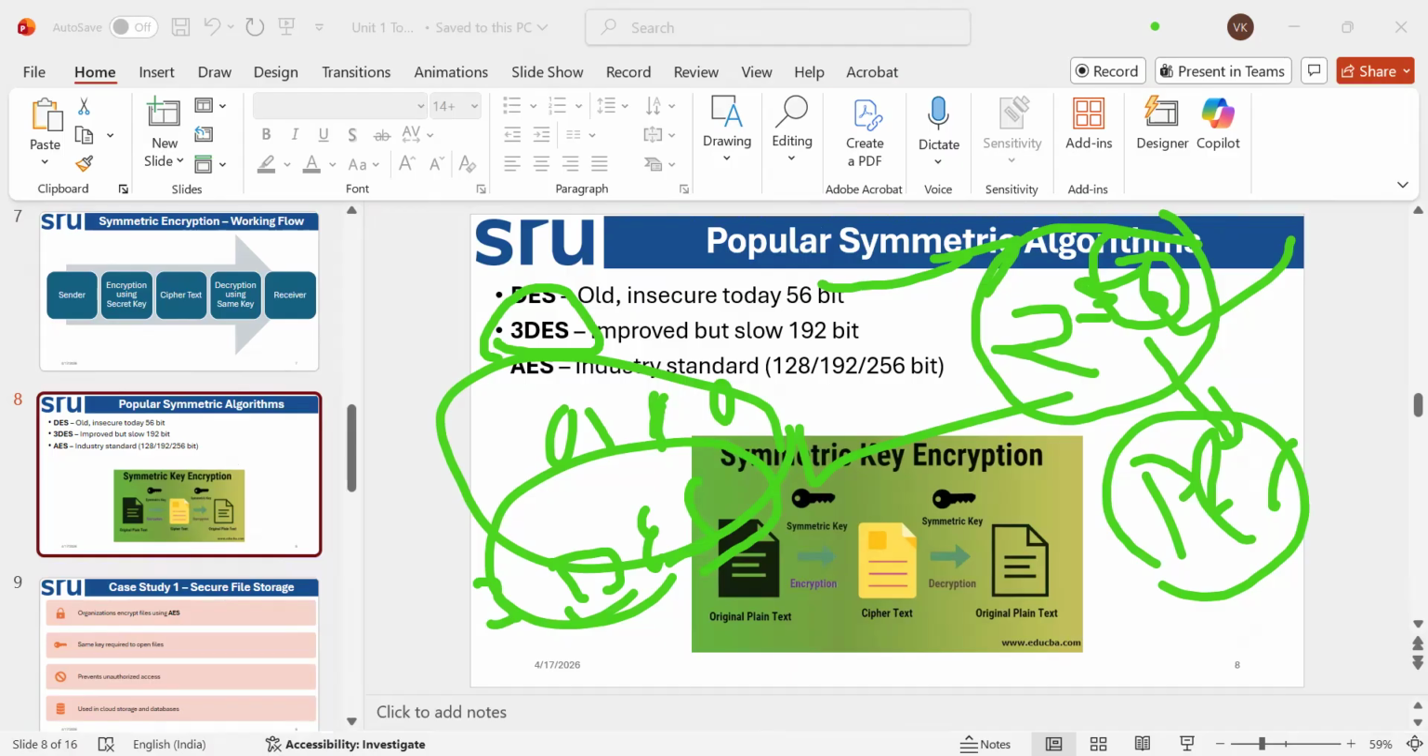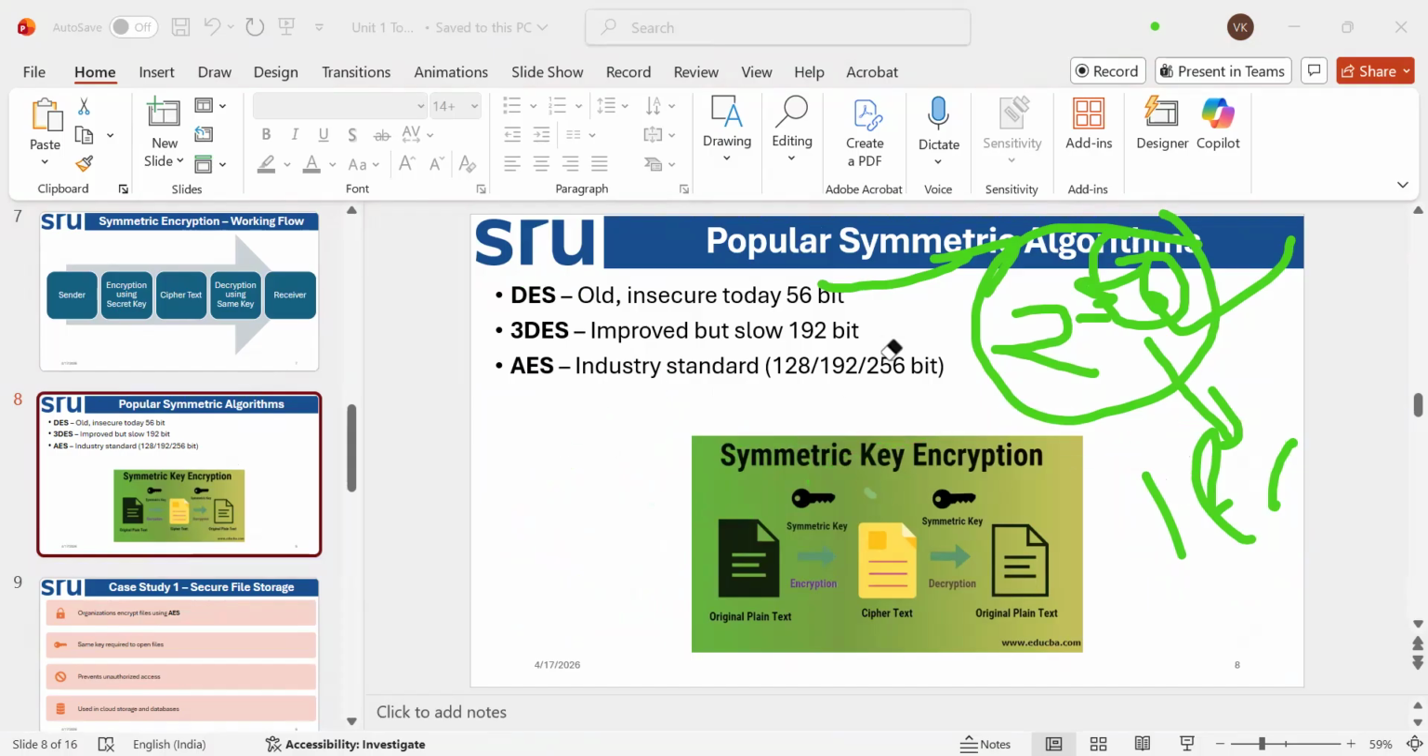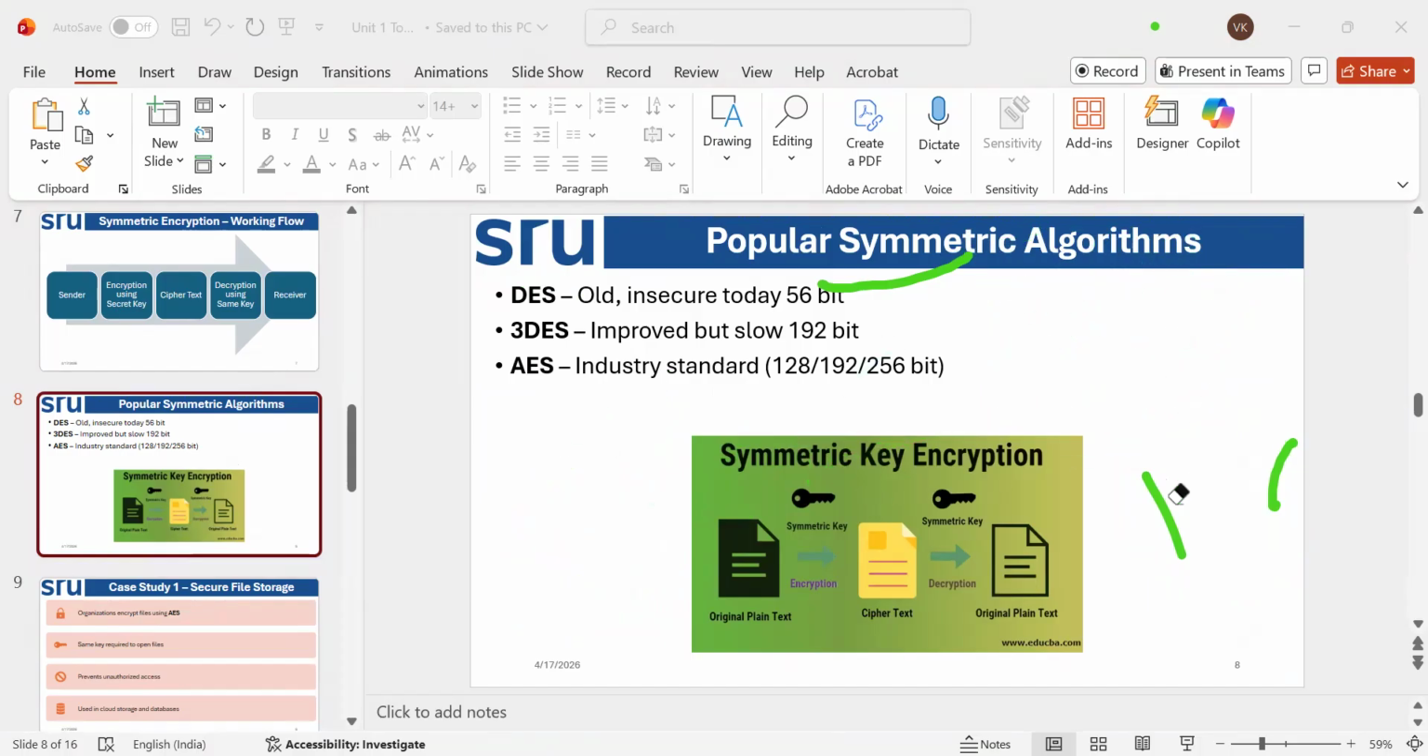If I say typically using 3 distinct 56-bit keys, that means if we use 56 bits 3 times, what will happen here? 56 plus 56 plus 56.